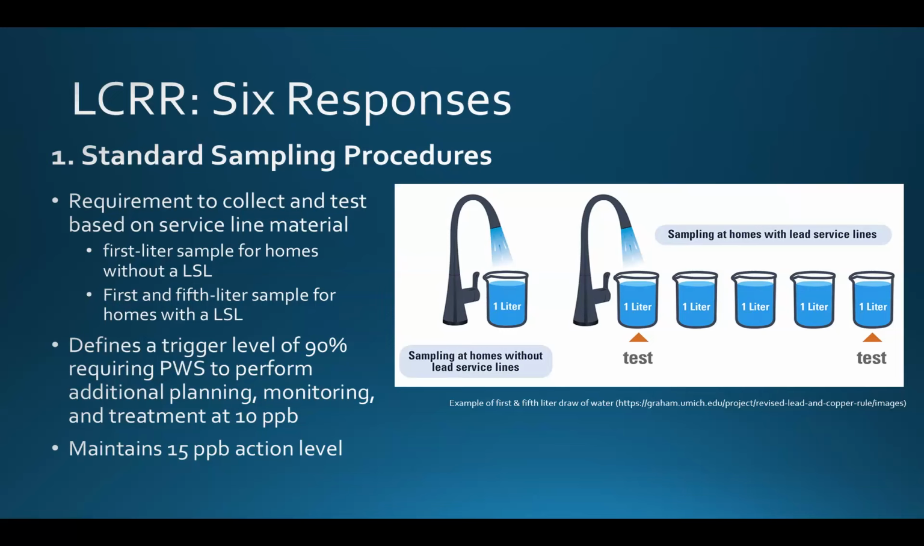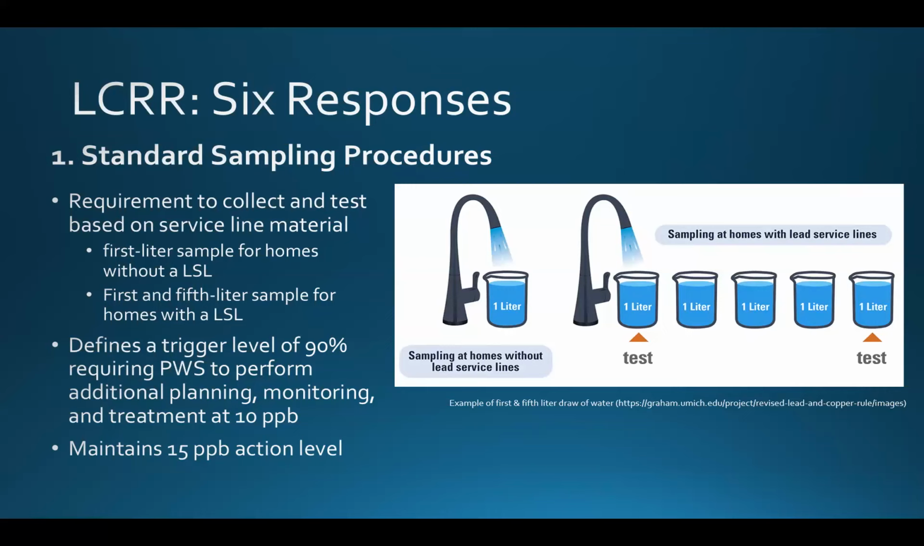So the lead and copper rule revision includes a more robust sampling procedure where requirements depend on the material of the water service line. So if a home does not have a lead service line, we're going to collect the 1st liter draw of water, just like we've always done. However, if a home has a lead service line, samples must be collected in the same fashion, but will include both the 1st liter draw of water and the 5th liter draw of water. So this is going to give us a larger volume of water to test and would have a greater chance of being representative of the quality or maybe the contamination of the water that's in the system.